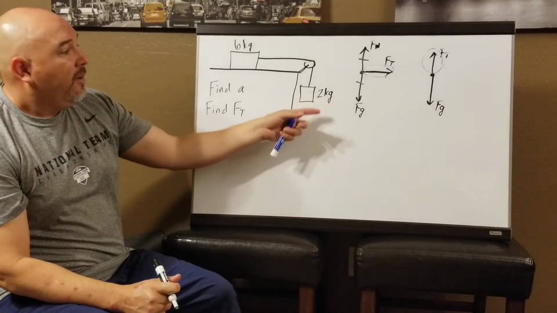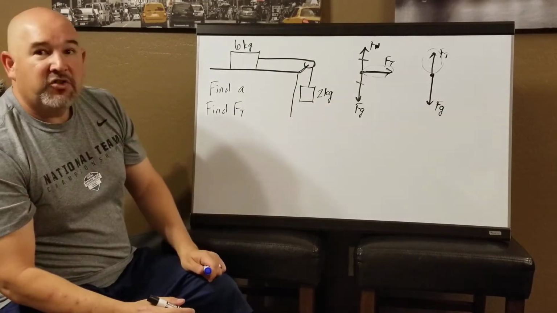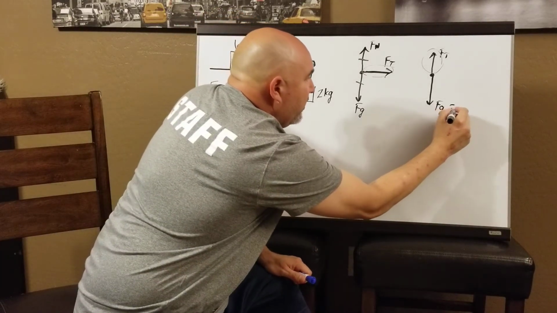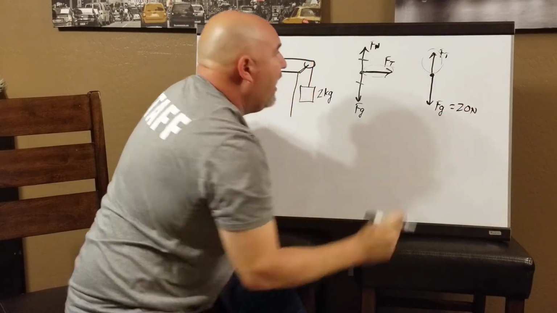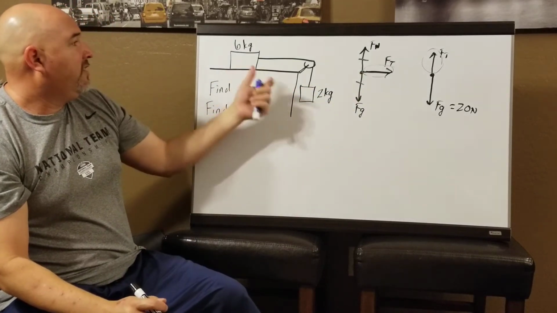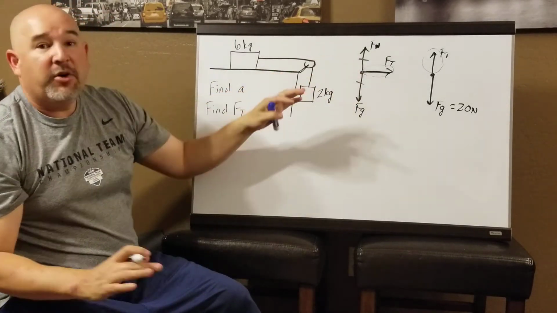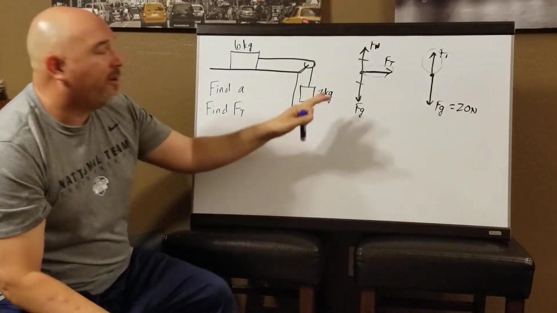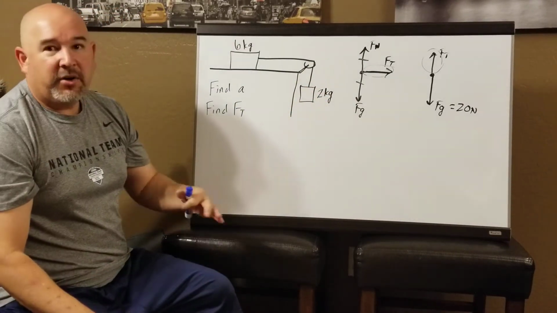2 kilograms. My FG over here is going to be 20 newtons. So my FG is 20 newtons. Don't know my FT. I have my FG here, which is 60 newtons, which means my FN is 60 newtons. Don't need that though. I'm not going to look at that. I'm not going to write it on my free body diagram. You can if you want, but I'm not going to.